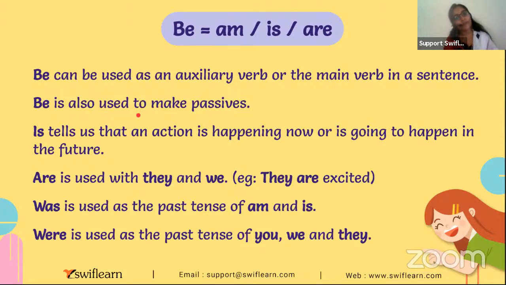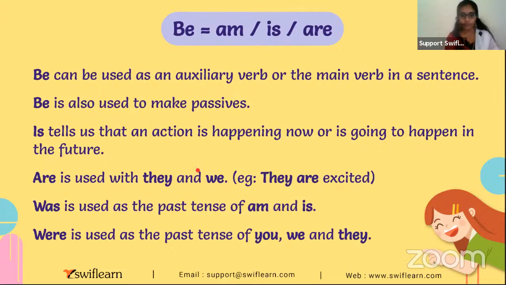So be is also used to make what? Passive. Whenever we are changing the sentence or voices from active to passive, we use be. That is the main word in the passives. Okay. And is. Is tells that an action is happening now, at present. For example, she is listening to me. Or we also use this when something is going to happen in the future. So we have some examples.